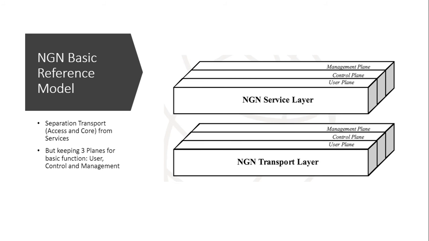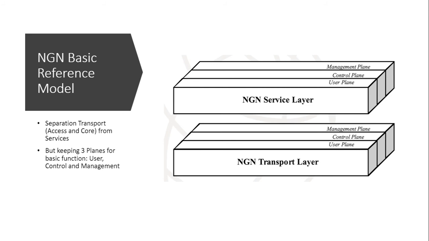Whereas the management plan is how the user is actually being charged, whether using GoPay or cash, and the points given to the drivers who took the order, etc. Whereas on the NGN transport layer, we can perceive it as Telkomsel or any other internet service provider, but in this case I would say Telkomsel. The user plane is basically the application, the packet data, like the order from the user.